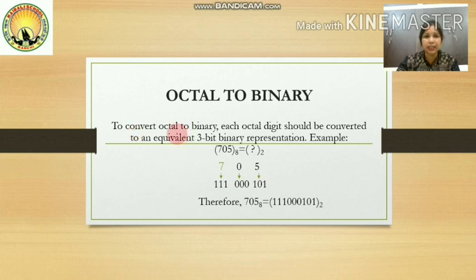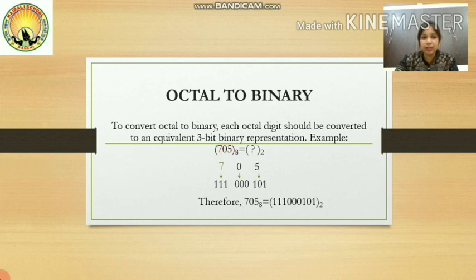First one, octal to binary. Since octal is base 8, 2 to the power 3 is equivalent to 8. That's why 3 bits will be used for binary. When you write 1, 2, 4, 8, that is the method I told you in the beginning, and we are not going to use it further. Only these three, 1, 2, 4, will be used, because we are dealing with the octal number system. Clear?